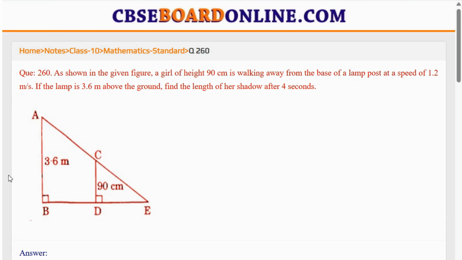Now, as shown in the given figure, a girl of height 90 centimeter. अब 90 सेंटीमीटर को अगर यहाँ पे डायरेक्टली क्वेश्चन में तुम लोगों को दिख रहा होगा, ये 3.6 मीटर गिवन है, तो हमें इसे सेंटीमीटर से मीटर में करना पड़ेगा, ठीक है। सेंटीमीटर को मीटर में कन्वर्ट करना इज प्रीटी इजी, देन कन्वर्टिंग इट टू द मीटर। So therefore 90 centimeter is equal to 0.9 meter.